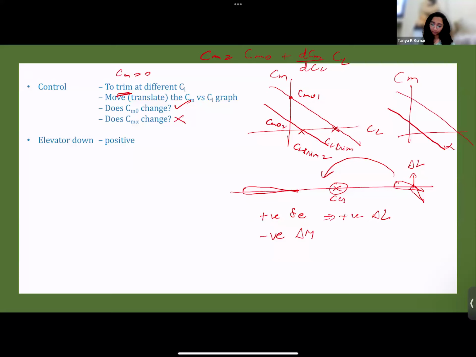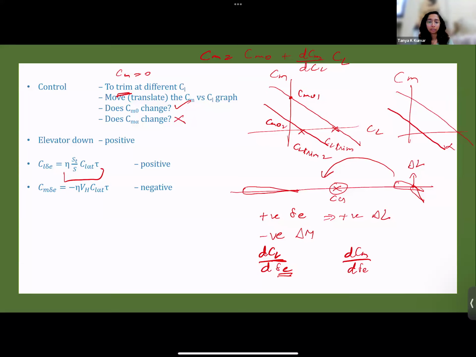Which is why you can see that CL delta E. What is CL delta E? It's dCL by d delta E. So for a positive change in delta E, we get a positive change in lift. So this is a positive quantity. Whereas CM delta E, which is dCM by d delta E, for a positive deflection of elevator, you get a negative change in pitching moment, which is why this term is negative. Okay. All the other terms, except tau. Tau is the control surface effectiveness parameter. So that's about it.